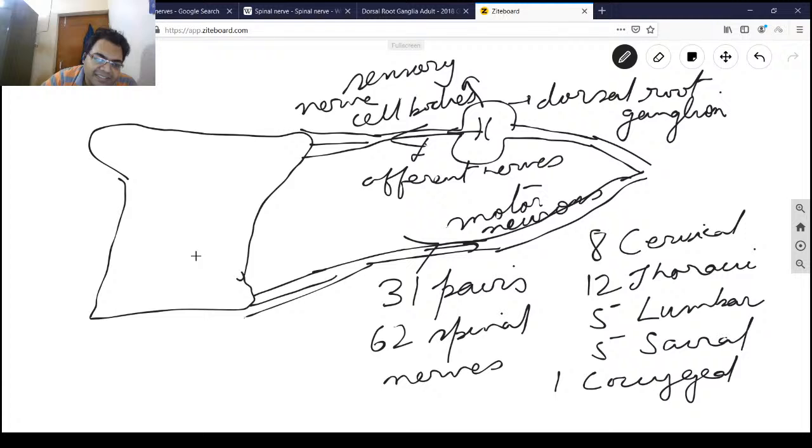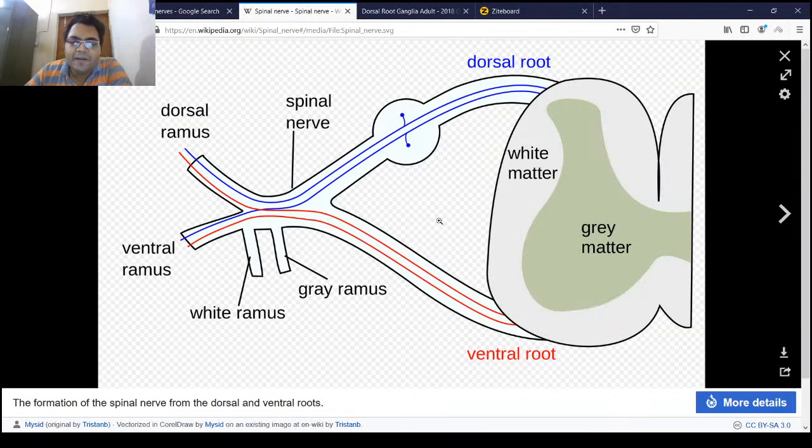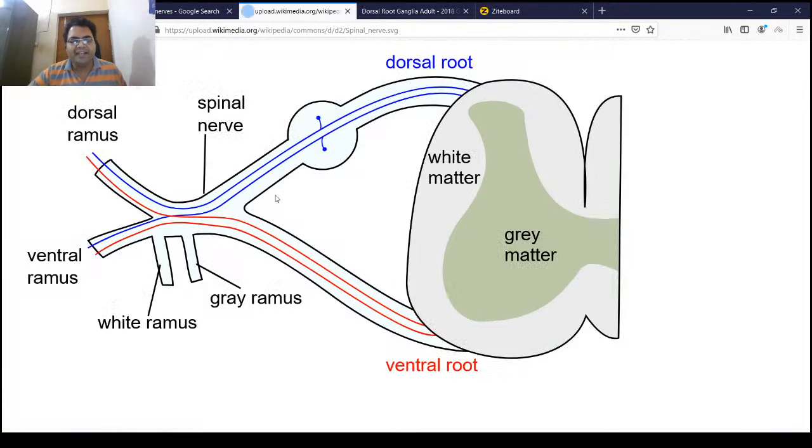Their cell body is present inside the spinal cord, in the gray matter of the spinal cord, and that is known as nuclei, not ganglion. So they do not have any bulgy part here. You can see the ventral one doesn't have any bulgy part. These are the motor neurons, and they mix up here together.